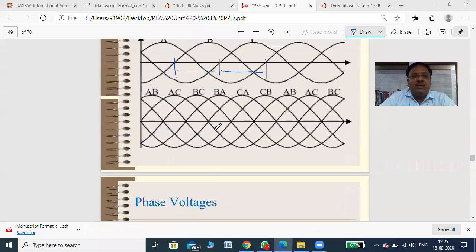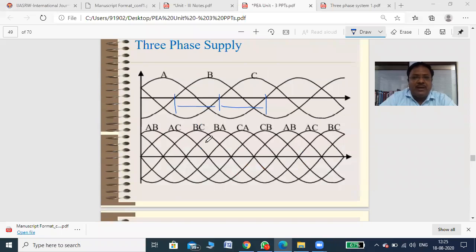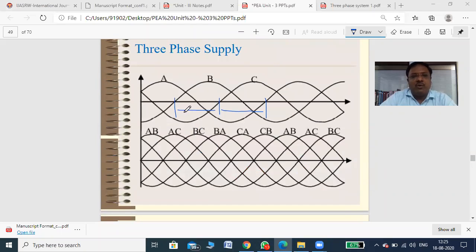Okay, and the second figure shows the line voltages. Line voltage means the voltage between A and B, B and C, C and A, and likewise.